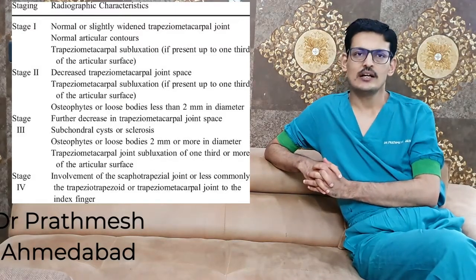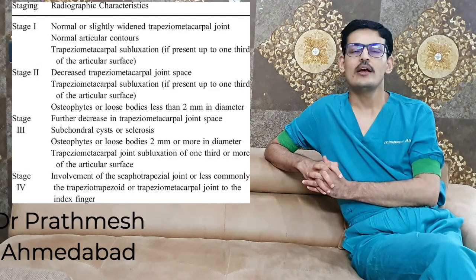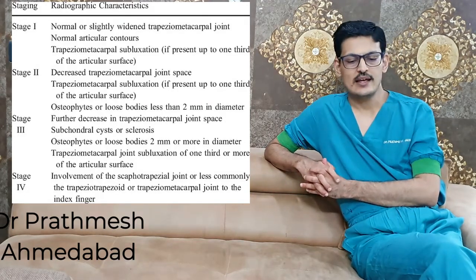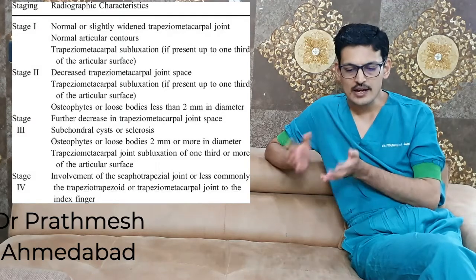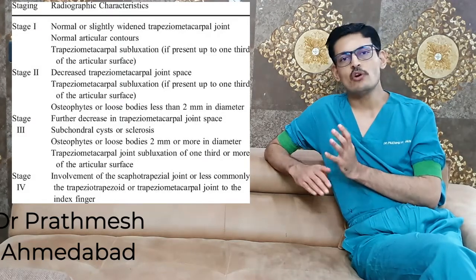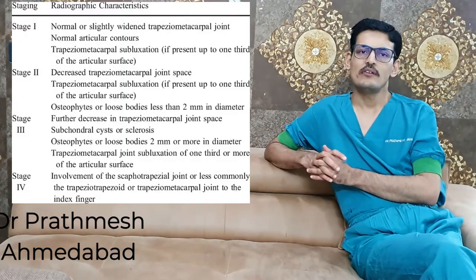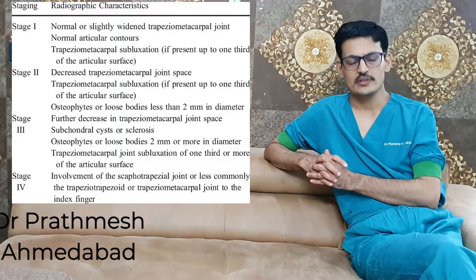Stage 3 is significant joint narrowing along with osteophytes which are more than 2 millimeters in size, and grade 4 is pantrapezial, that is involving the STT joint as well. So this is an advanced form of first CMC arthritis.